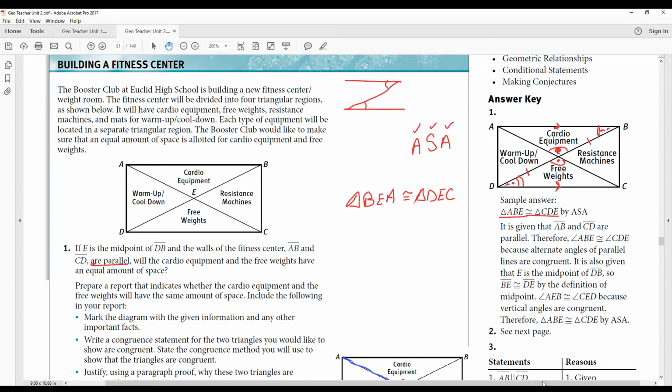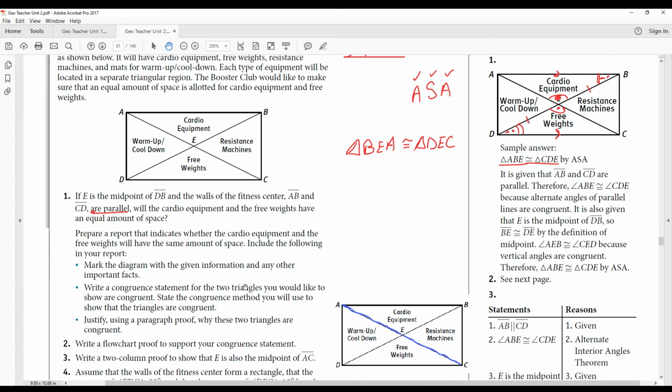And the reason, as we've already discussed, is that these are alternate interior angles, given that we had parallel lines, and those are vertical angles, and these are congruent because of the definition of midpoint. So I think we've gone through and done everything. We marked the diagrams, we wrote the congruent statement, and we justified it. So they've just written everything that we said out in paragraph form.